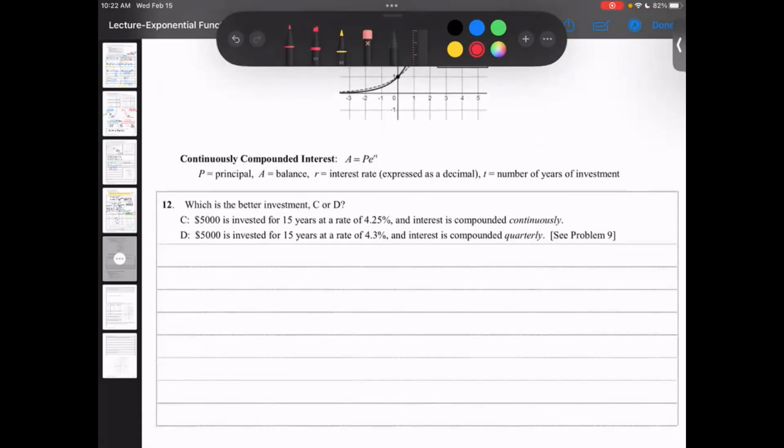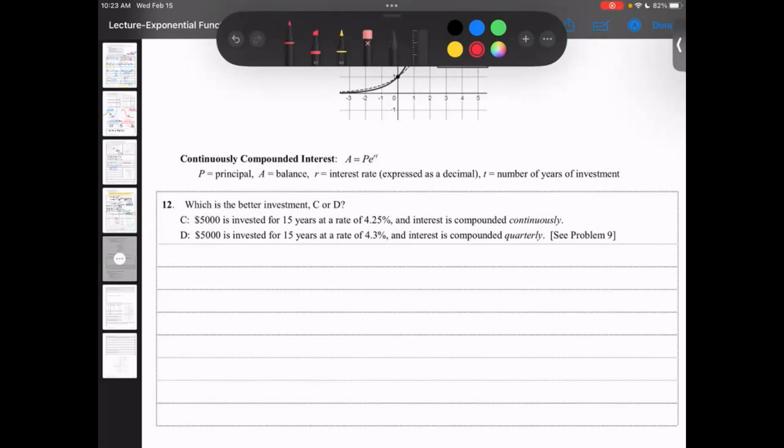All right, let's take a look at number 12. I have two choices. Either I can invest 5,000 for 15 years at the rate 4.25% compounded continuously, or I can invest the same amount of money, same years, at a slightly higher rate, 4.3%, but compounded quarterly. Compounded quarterly means they calculate your balance 4 times a year. Continuously means they keep hitting that enter button. It keeps refreshing your balance. Let's see which one gives you more money.